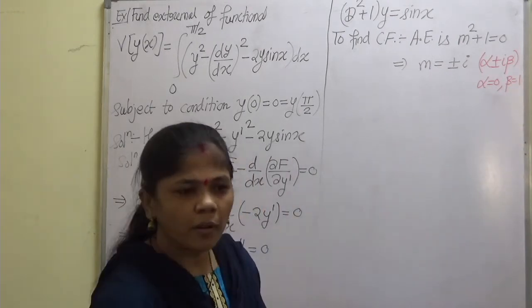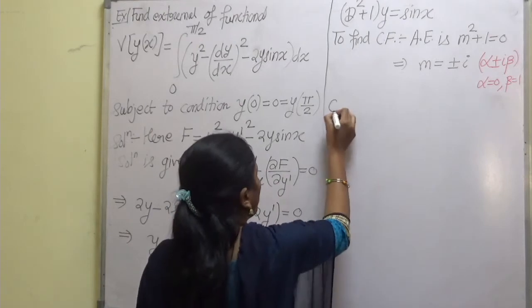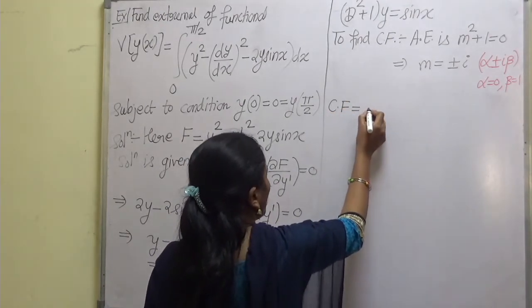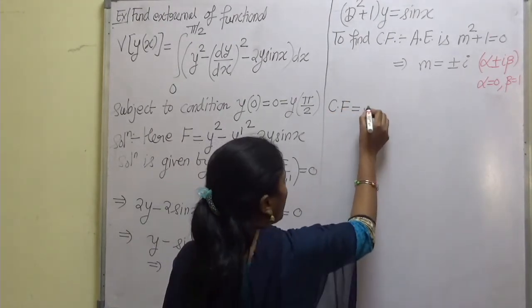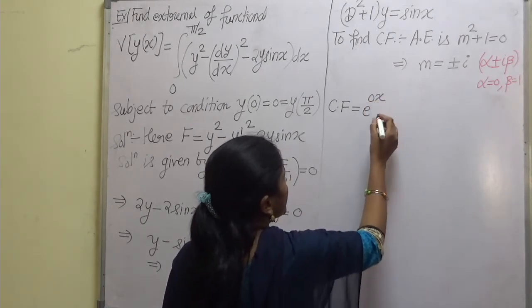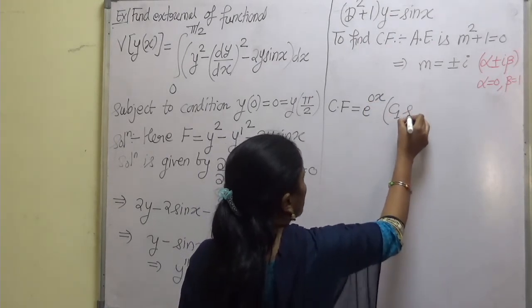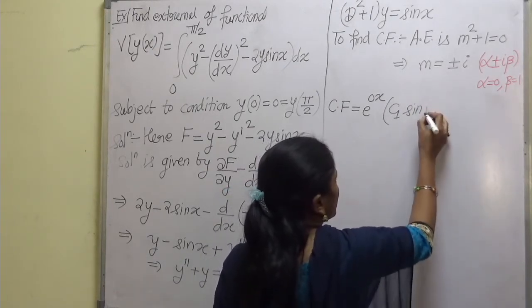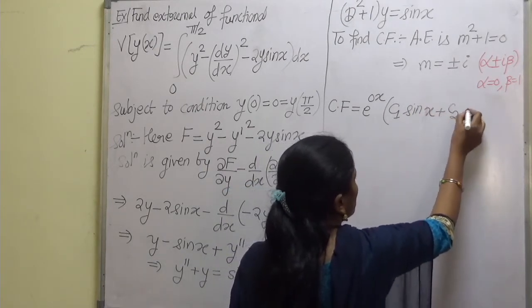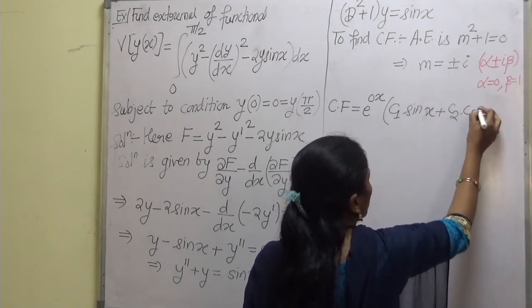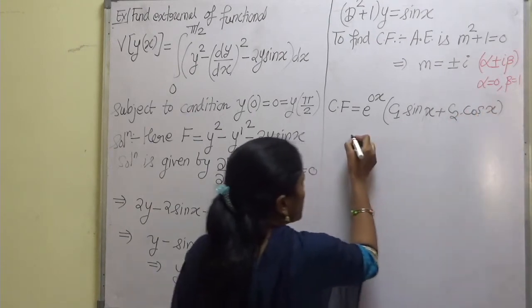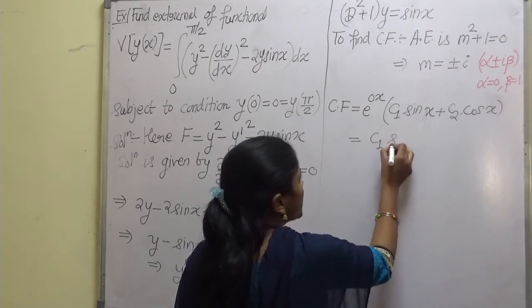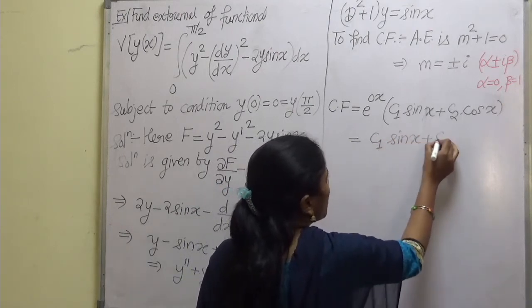So therefore the complementary function is equal to, we used to write e raised to power alpha x. Alpha is 0, so e raised to 0x, then c1 sin beta x, beta is 1, plus c2 cos beta x, beta is 1. So it is simply c1 sin x plus c2 cos x.